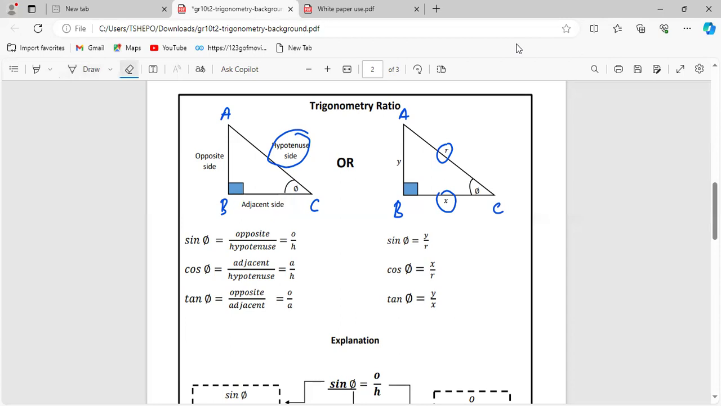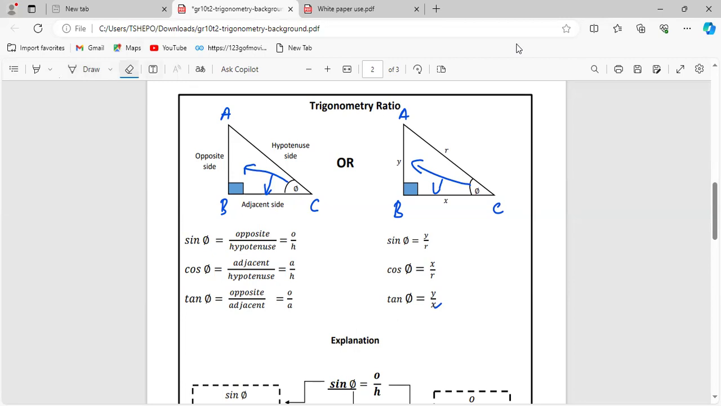And then lastly, let's have a look at the tan function. Tan phi in this case is opposite over adjacent. Where is the opposite of phi? Opposite over adjacent is this side over here. But when we use this triangle, it's going to be opposite, which is y, over adjacent, which is x over there.